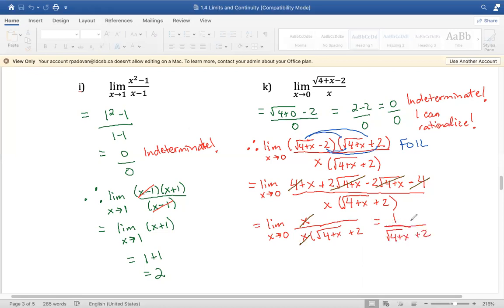And now I cannot continue on any further. So now I can sub in my limit as x is approaching 0. Over here on the right-hand side is equal to 1 over the square root of 4 plus 0 plus 2, which equals 1 divided by the square root of 4, 2 plus 2, which is equal to 1/4. So my answer is 1/4. I'm imagining that I have a graph that's approaching an open hole there.